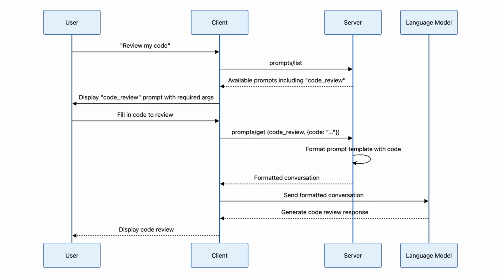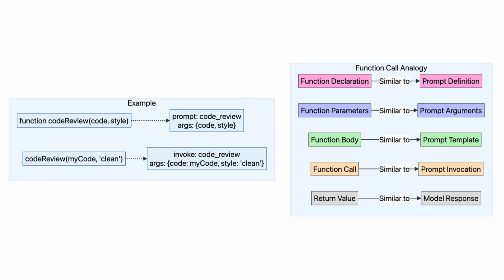Exactly, that's a perfect example. Without these structured prompts, users would be crafting those instructions from scratch repeatedly. But with MCP prompts, your server can offer a code review prompt template where the user just needs to provide their code as an argument. Behind the scenes, that template might contain carefully crafted instructions about code quality, best practices, and security considerations that guide the AI's response. Wait, so it's almost like function calls, but for natural language interactions?